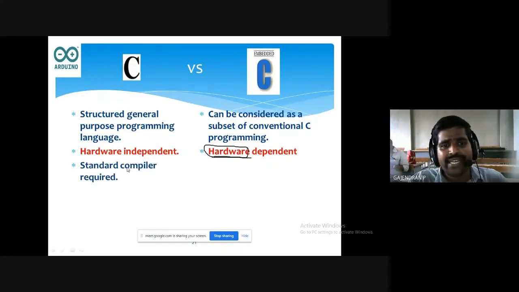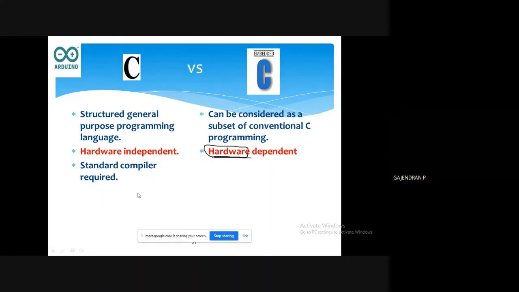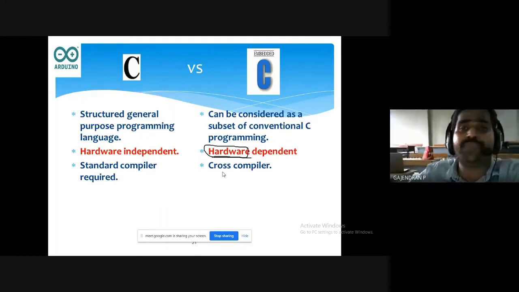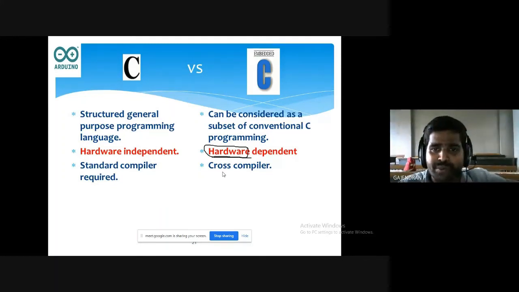Here a standard compiler is required, and there a cross compiler. What does cross compiler mean? You did your project with your laptop, isn't it? Whether you run the program on your laptop or on your additional hardware unit, only during programming do we interface our chip with our PC or laptop. After some time, it will work on a different platform.